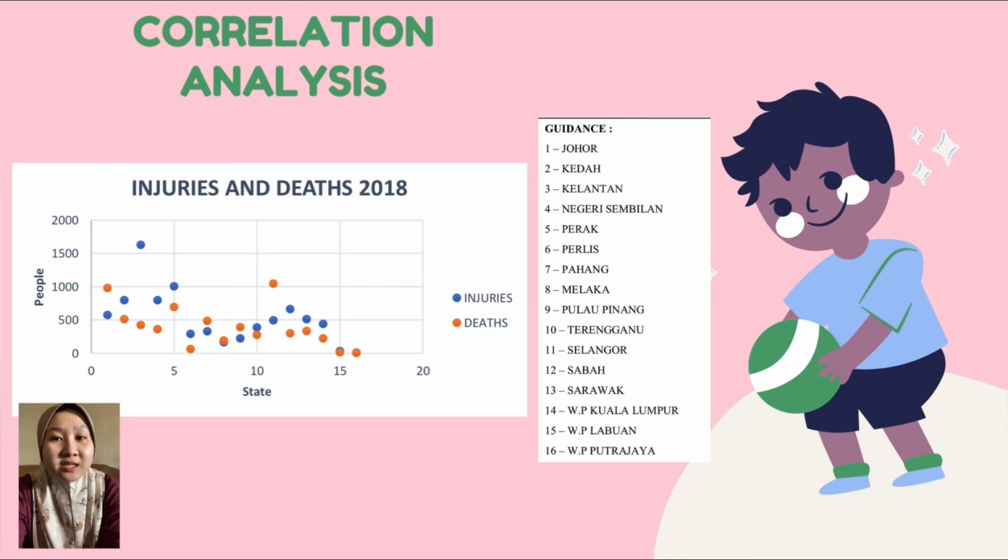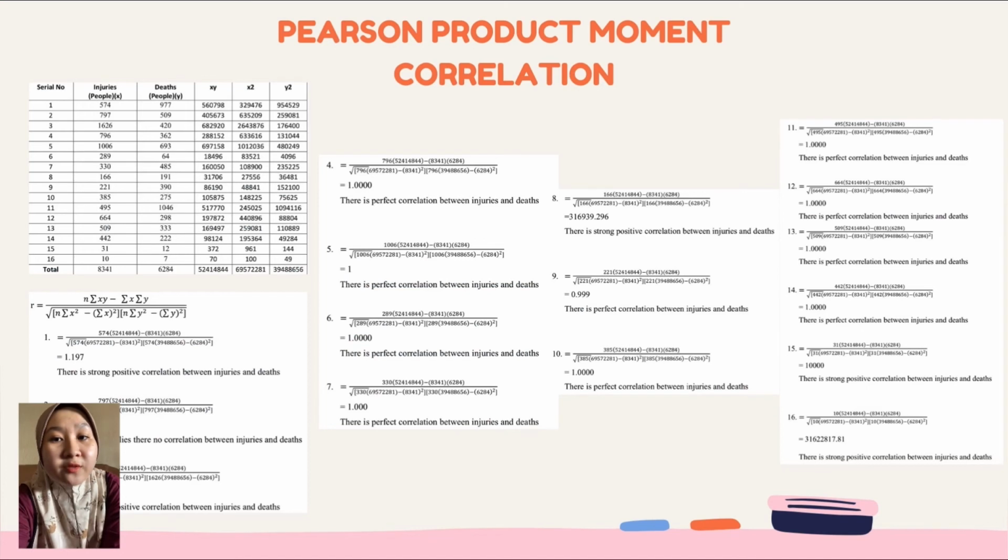Apart from that, the state of Perlis showed that the injury rate was 289 people, while the accident involved 64 people. The state of Pahang showed that the injury rate was 330 people, while the accident involved 485 people. The state of Melaka showed that the injury rate was 166 people, while the accident involved 191 people. The state of Penang showed that the injury rate was 221 people, while the accident involved 319 people.